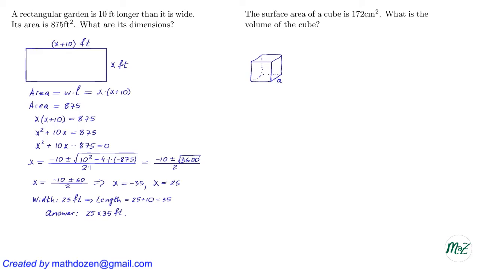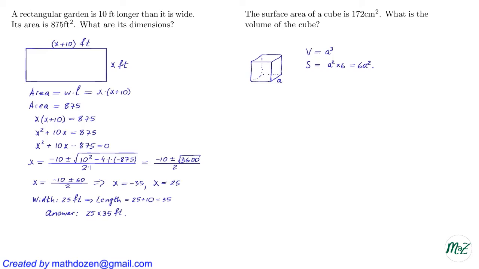And so the problem wants to know the volume. Volume is equal to a times a times a. That's a cubed. And the surface area is a bunch of squares that make up the faces of this box. So each square has the area a squared, and there are 6 of those. So we end up with a squared multiplied by 6, so that's 6a squared.